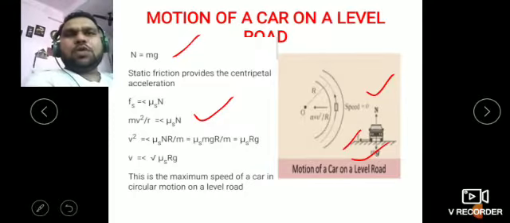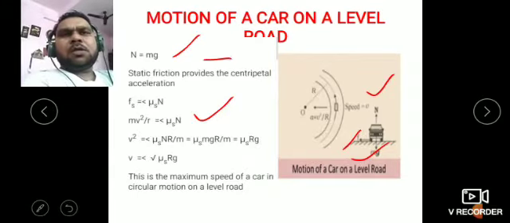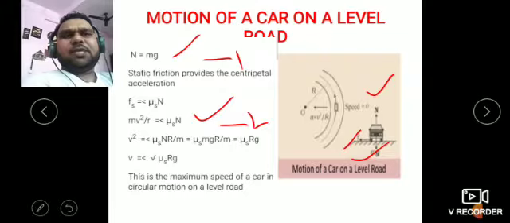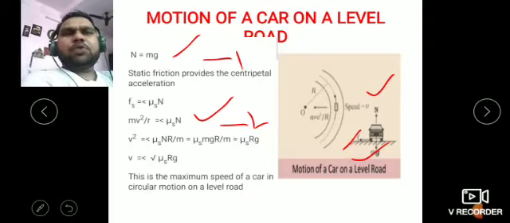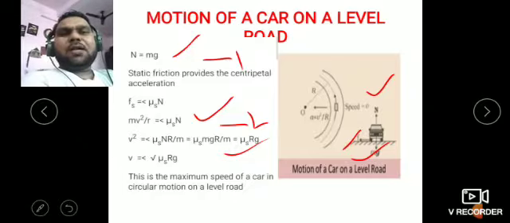Okay, so we got two equations: N is equal to mg, and second, mv square by r is less than or equal to mu s N. So from the first equation we will put in the second equation. By solving we will get v square is less than or equal to mu s r g, and by solving we will get v is less than or equal to under root of mu s r g.